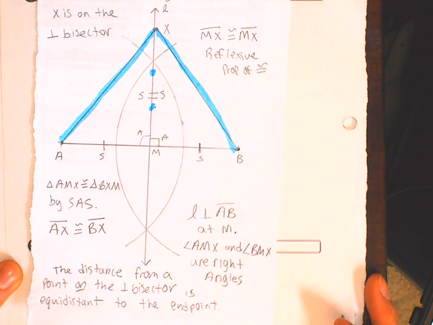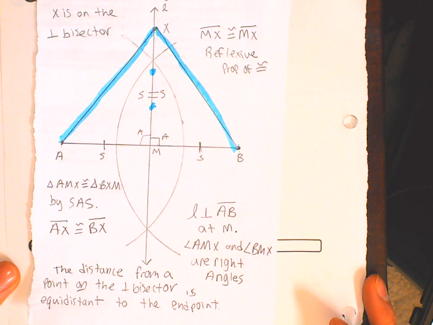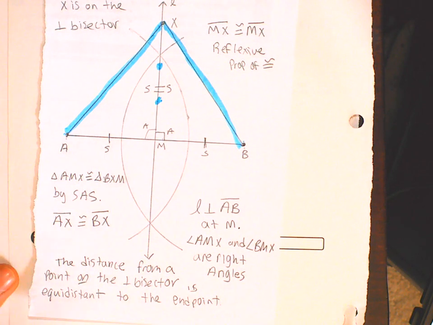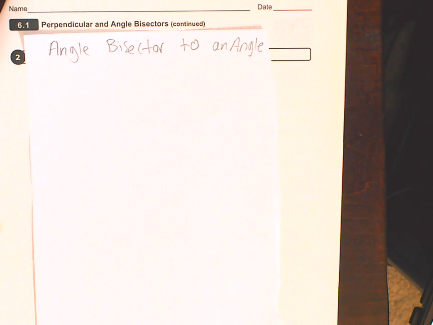Our next construction is going to be about the angle bisector of an angle. So for that, turn to page 165 and construct yourself an angle. What we are going to be doing is the angle bisector of an angle. Now we have done this construction before. We just didn't do much with it.